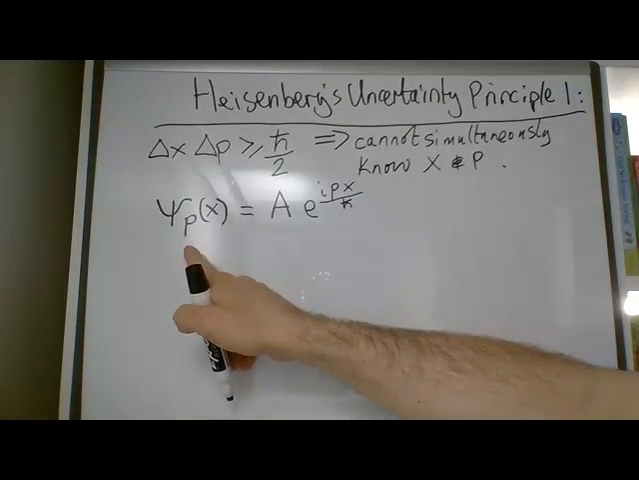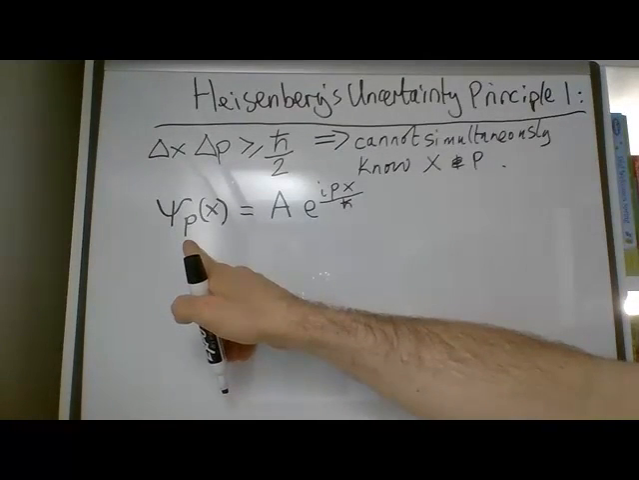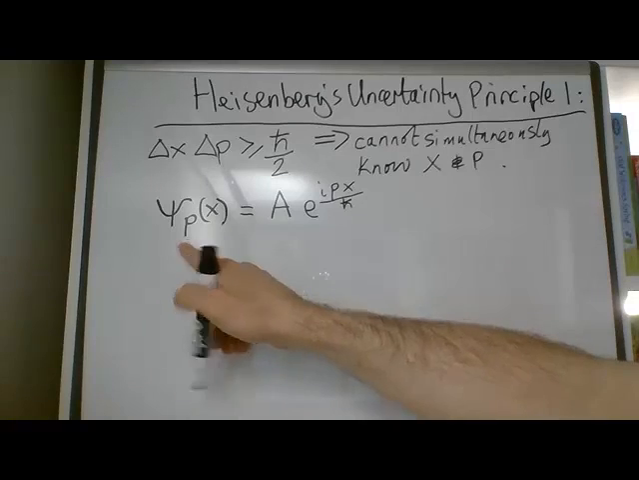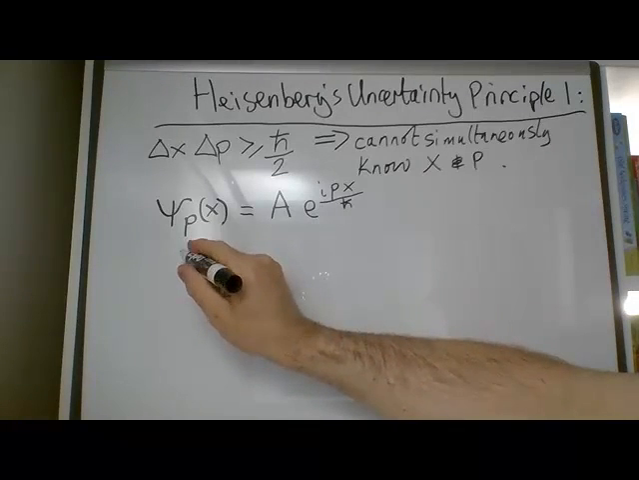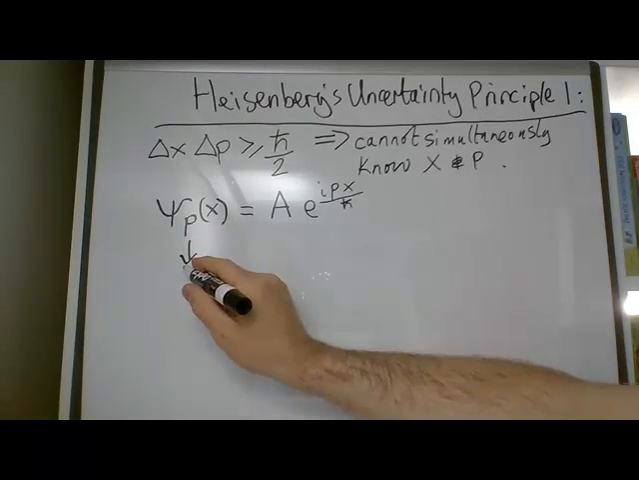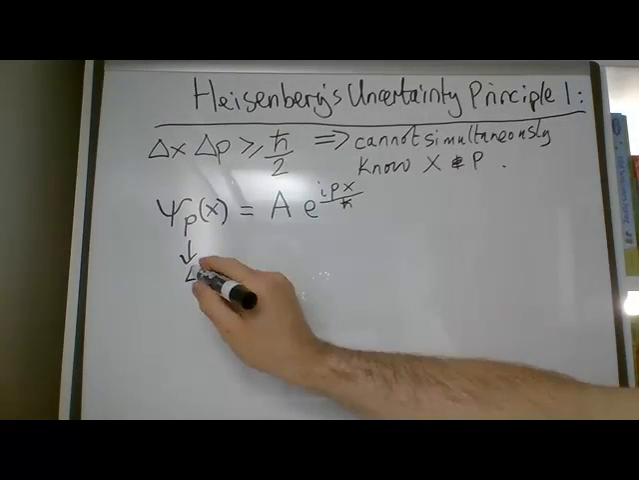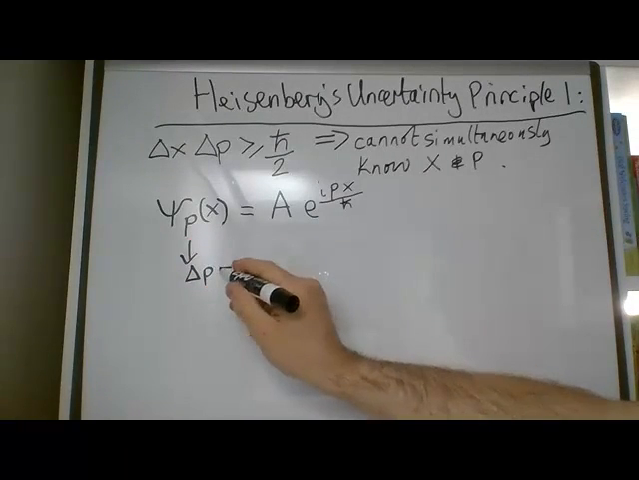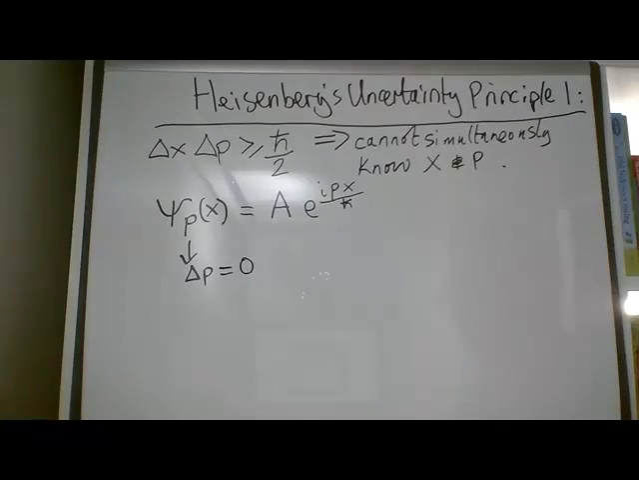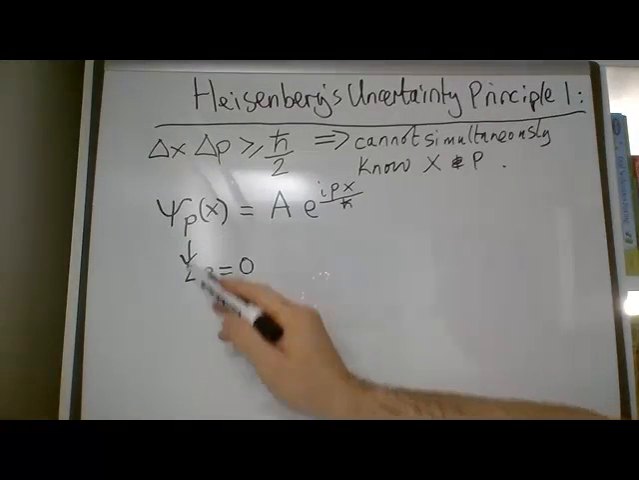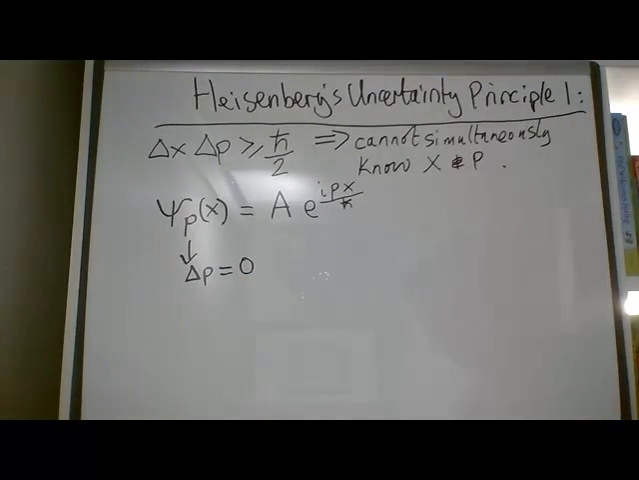The way we've described the wave equation, we're saying a constant p, constant momentum. So this constant momentum implies the change in momentum is 0, because by definition, constants don't change. So a constant momentum implies that the change in momentum is 0.